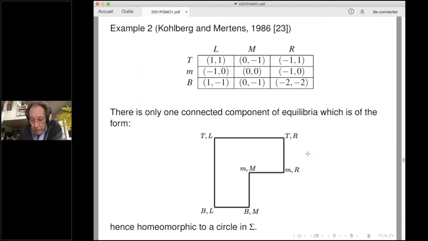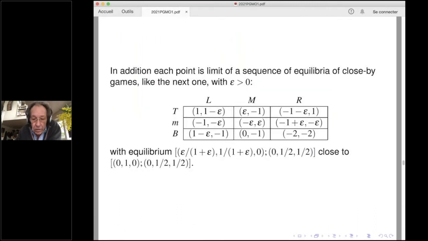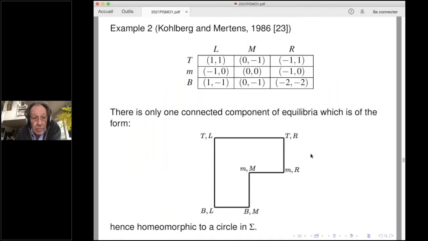Okay, and showing that there are interesting properties for the set of equilibria. I will come back to this later if you have questions. In addition, this is robust, meaning that you cannot drop any part of this component. If you choose any of these equilibria, then there will be a nearby game having only a single equilibrium, which is precisely near the point you chose.